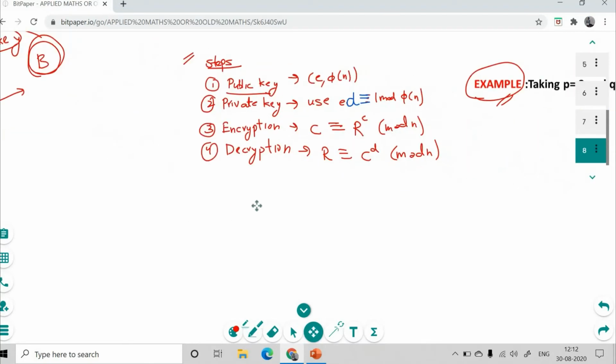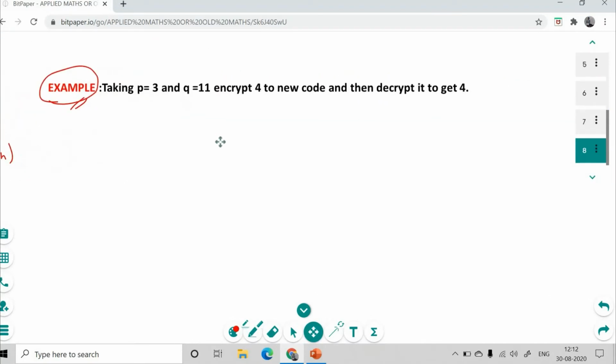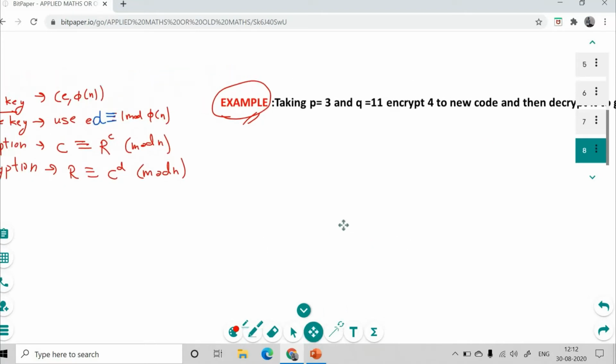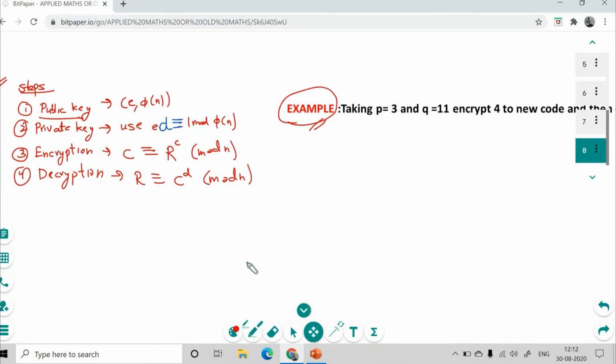So suppose we have this question, and in the exam you will see these type of questions only. Suppose I have this question: taking P is equal to 3 and Q is equal to 11, encrypt 4 to a new code, and then decrypt it to get 4. So this is one of the examples. So how we are supposed to solve this? First we have to find the public key, which is this only.